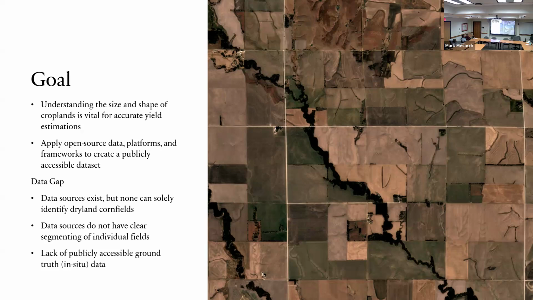Data sources exist like the cropland data layer, but none can solely identify dryland cornfields. Sources also don't purely segment individual fields, as in you want what I would describe as a bounding box. You really don't get those neat bounding boxes using these data sets. And also there is a clear lack of publicly accessible in situ or ground truth data, as in farmland specifically driven data.